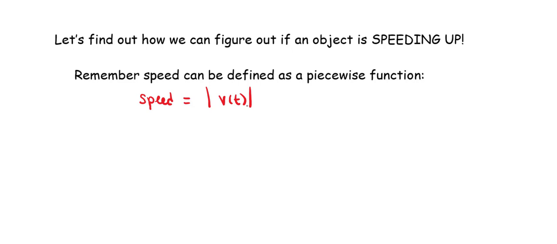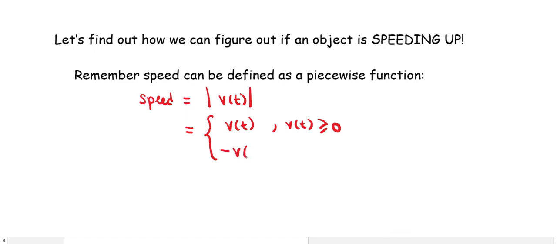Now, I hope you remember too that an absolute value can be written as a piecewise function. We have a positive portion, which is v of t, and this is true when the velocity is bigger than 0. I guess I can have equal to 0 as well. But it's negative v of t when the velocity is less than 0.